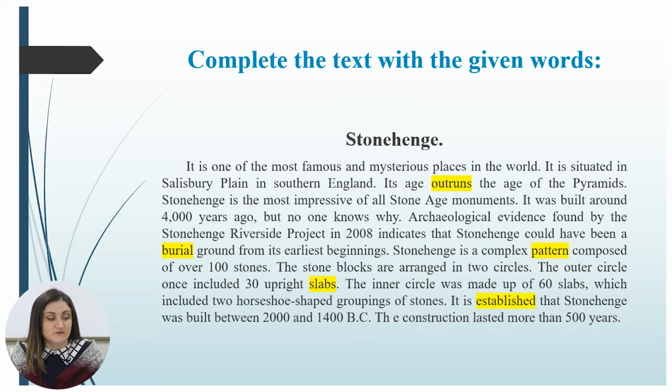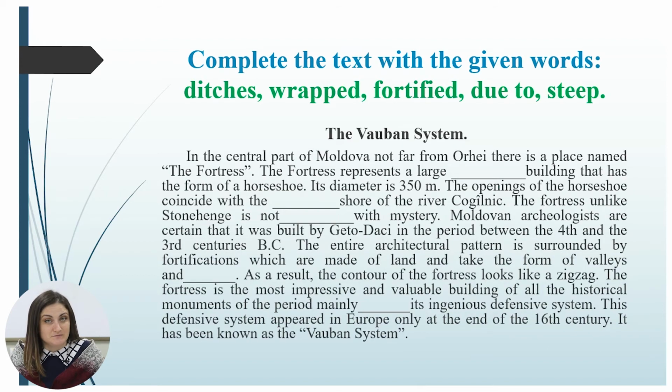If you finished completing, let us check. So, the first word should be outruns, then burial, pattern, slabs, and established. Good job. Let us continue with the next one. This is about the Vauban system. The task is the same. Complete the text with the given words: ditches, wrapped, fortified, due to, and steep. If you are ready to listen, take your pen, pencil, and let's go.